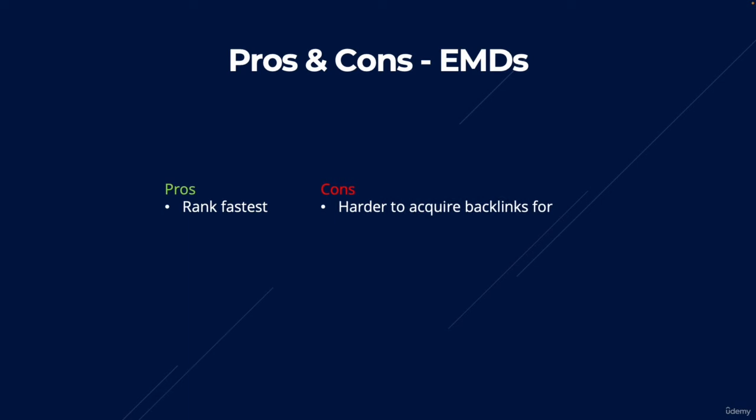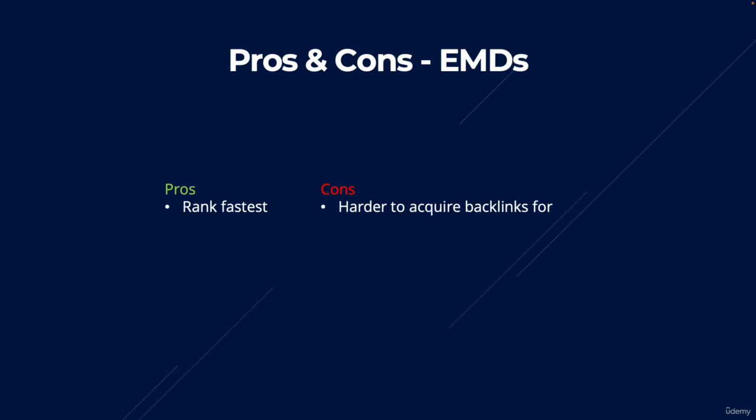The first con of an EMD is that it's harder to acquire backlinks for. If you're completely new to SEO and you're not sure what a backlink is, then don't worry, I'm going to cover this later on in the course, but essentially a backlink is when another website mentions your website. Google uses these backlinks in their algorithm to determine which sites it trusts and which ones are popular. Typically speaking, the more backlinks you have, the higher you're going to rank in Google.